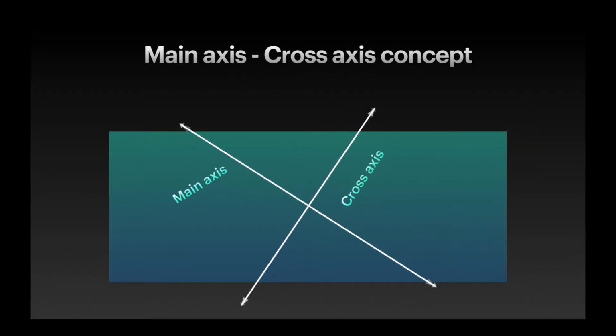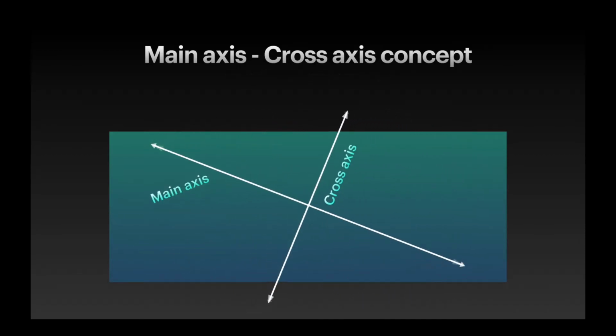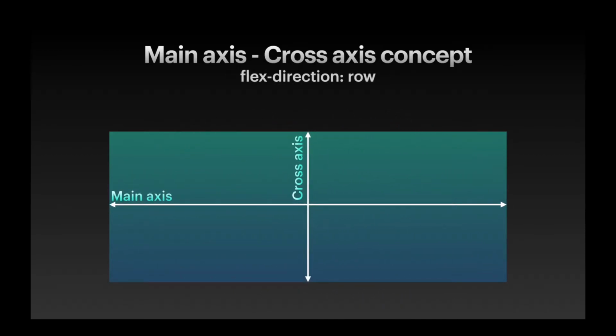When we set the flex direction to column, these axes turn clockwise 90 degrees. The main axis becomes the vertical line and the cross axis goes horizontally. Now let's go back to flex direction row, which is the default value of Flexbox, and go ahead with a live demo.